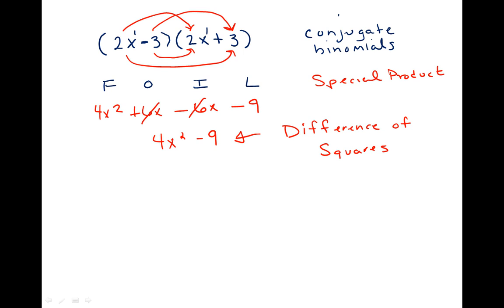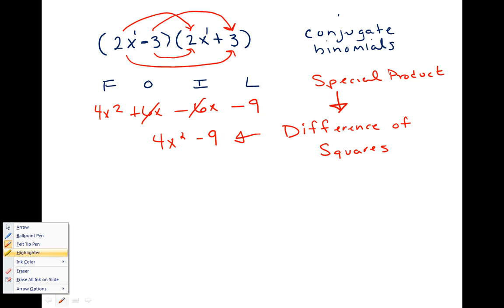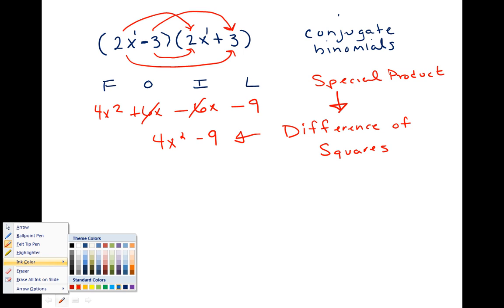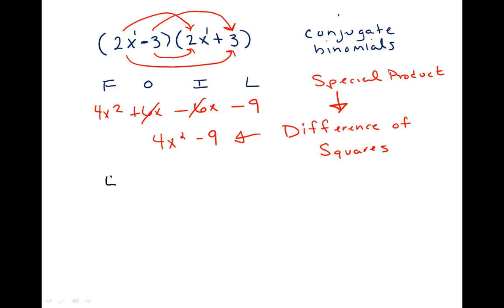There's two of them we're going to be talking about. One of our special products is called a difference of squares. This is one of the guys that we're going to be factoring in this section. So let me just start with a couple examples. Let's just say we started with 4x squared minus 9.